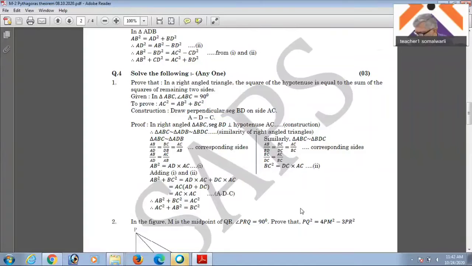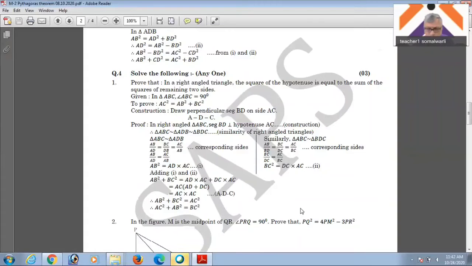To prove that one, there is a triangle ABC where angle B is 90. Angle B is 90, and we have to prove AC square is equal to, angle B is 90 means the opposite side, that is AC, will be the hypotenuse. Therefore, hypotenuse square, that is AC square, is equal to AB square plus BC square. Construction: draw perpendicular BD on AC such that ADC is collinear.